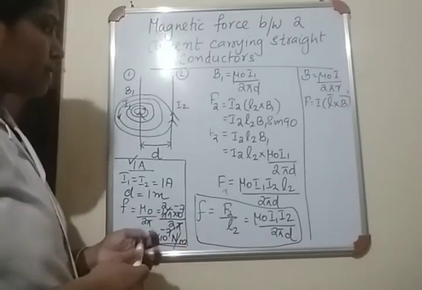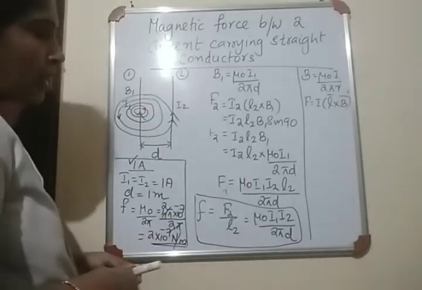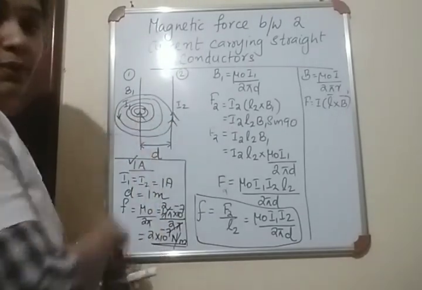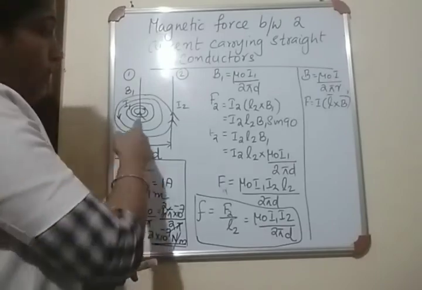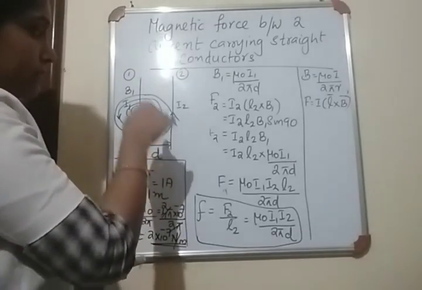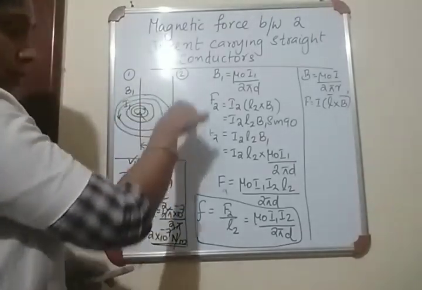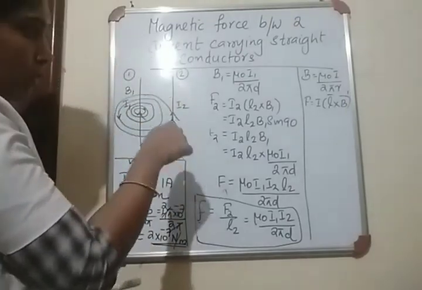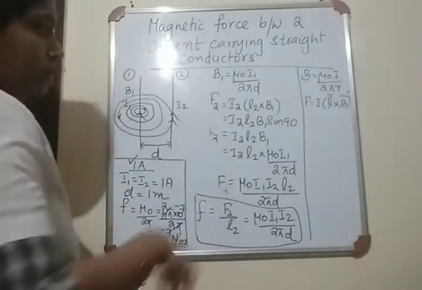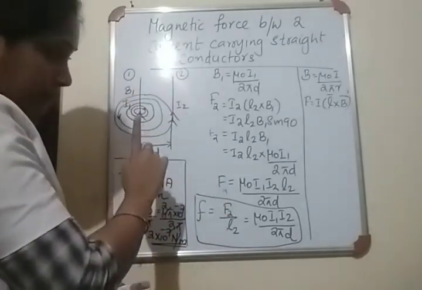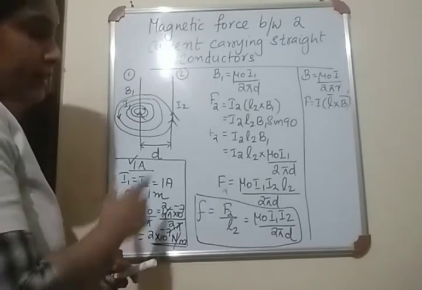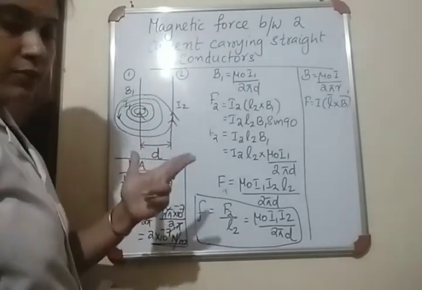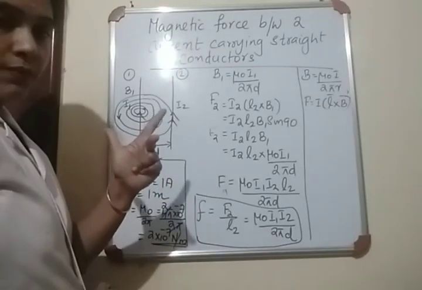Now just look at the diagram. Here I2 experiences a force due to the magnetic field produced by the first conductor. And what is the direction of magnetic field here? It is into the plane. It is anti-clockwise, right? So on reaching here, magnetic field lines point into the board. So here the magnetic field is into the board and current is flowing upward. And how will you find out the direction of force? Use Fleming's left hand rule.